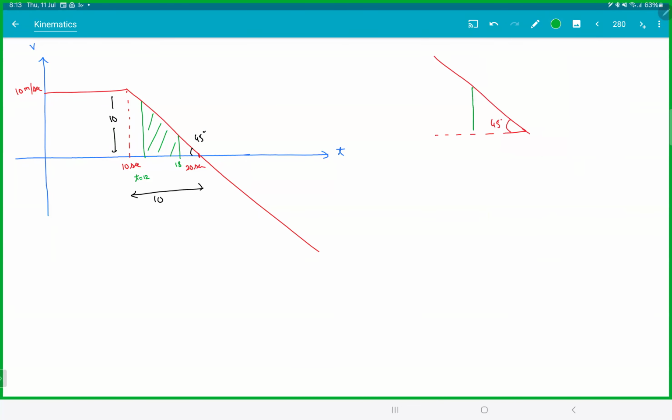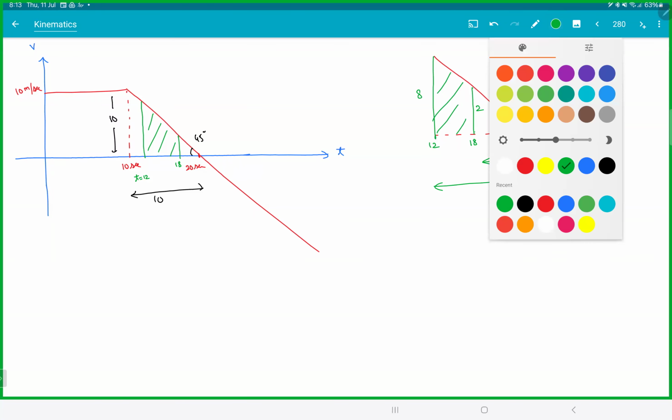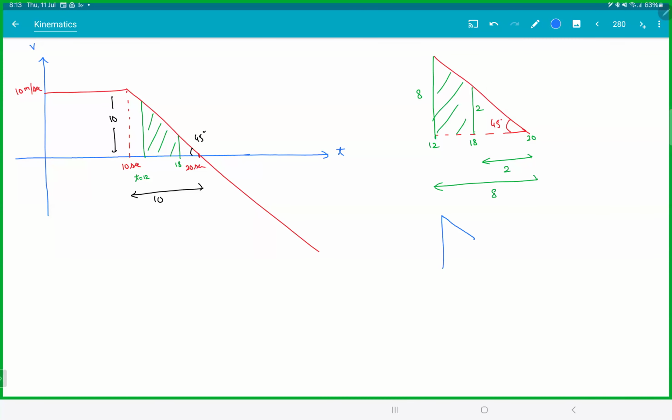If that is 45 degrees, this is 18, this is 20, so this is 2, so this height is also 2. This is 12, so this difference is 8, so this height is also 8. So you created a trapezium like this with the sides 8, 2, and 6. Don't you know the area of the trapezium? Half the sum of the parallel sides, 8 plus 2, into 6. 30 meters, that's your distance. Easy?